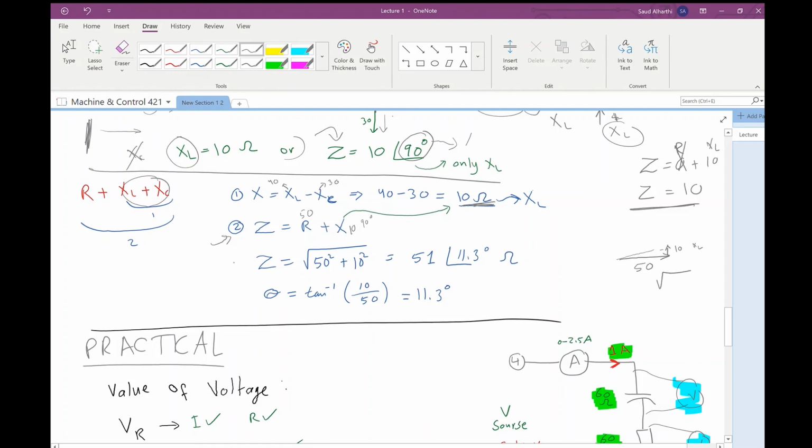نستخدم القانون اللي هو 50 سكوير بلس 10 سكوير، وهذا الناتج. الأنجل تتطلع بالقانون هذا. So أول شيء لازم أجيب الفرق بين الاندكتيف والكاباسيتيف لود، بعدين أستخدم فيثاغورس.